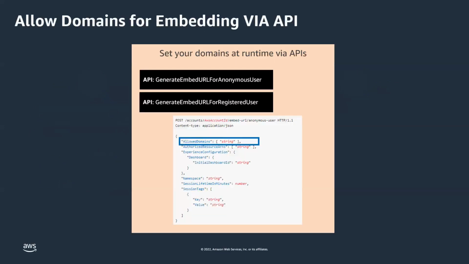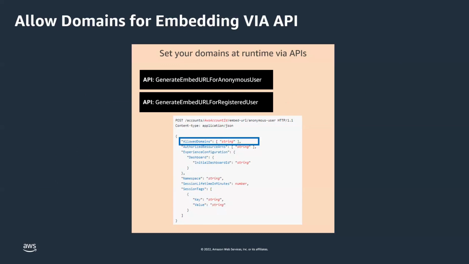With API-based, you can approach embedding in two ways. One is you can allow embedding for anonymous users. This is when you have thousands of users whom you don't want to manage, or you can set up the anonymous user access. That's where the API generate embedded URL for anonymous users comes into play.